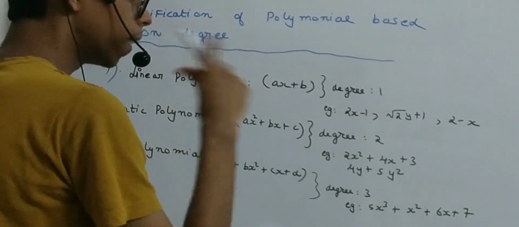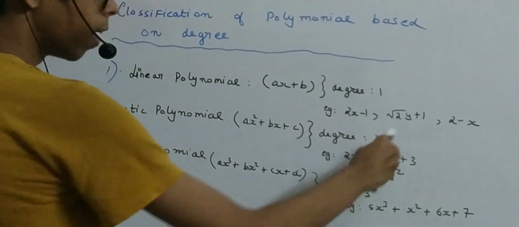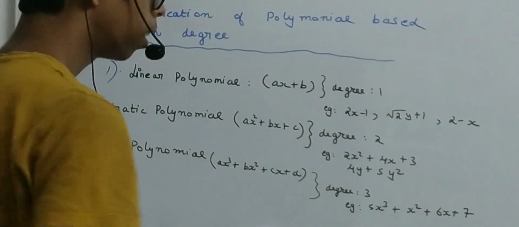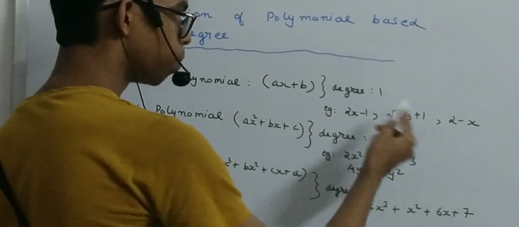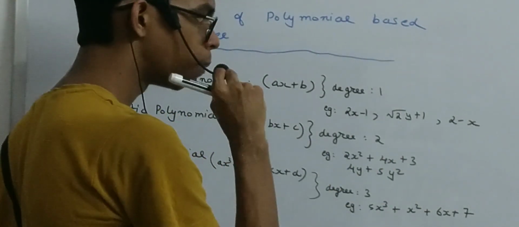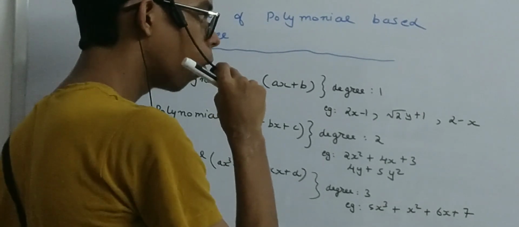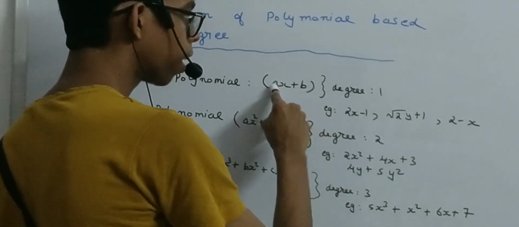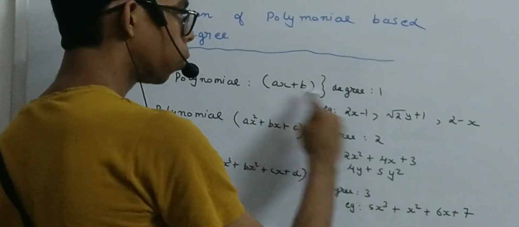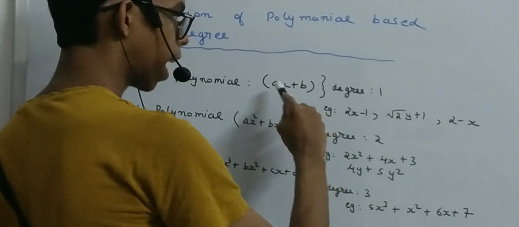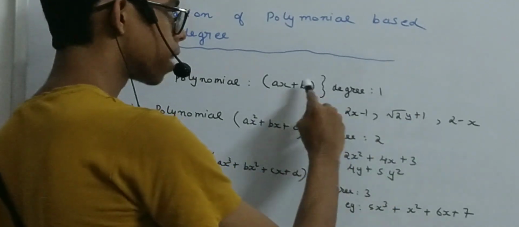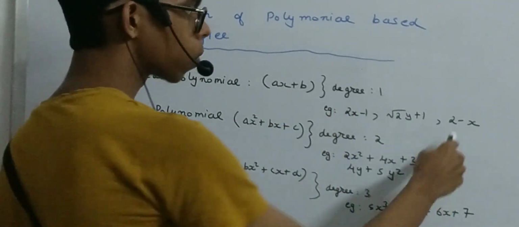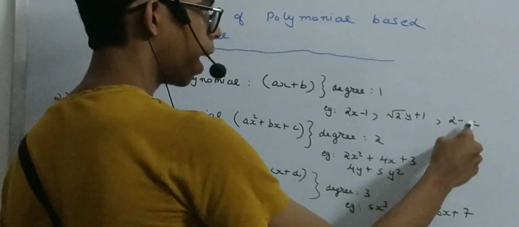Here our b is minus 1. Similarly root 2y plus 1. This is of the form ax plus b or ay plus b. Both of them. Any variable can be used. So here our a, the coefficient root 2 is our a, y is our x and this 1 is our constant term. Here also 2 minus x means ax.